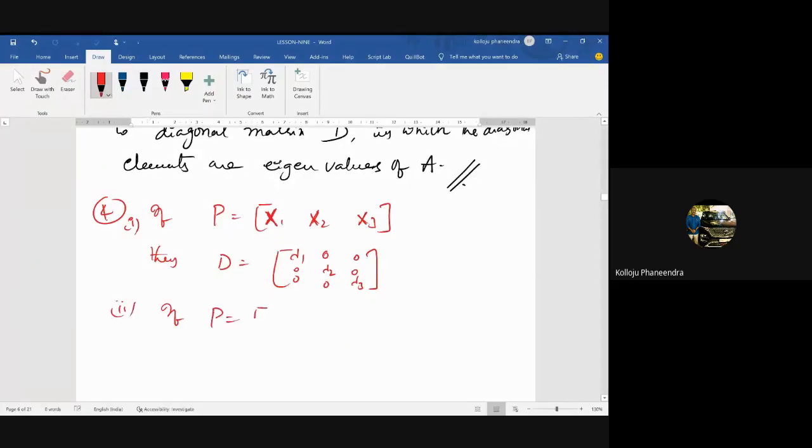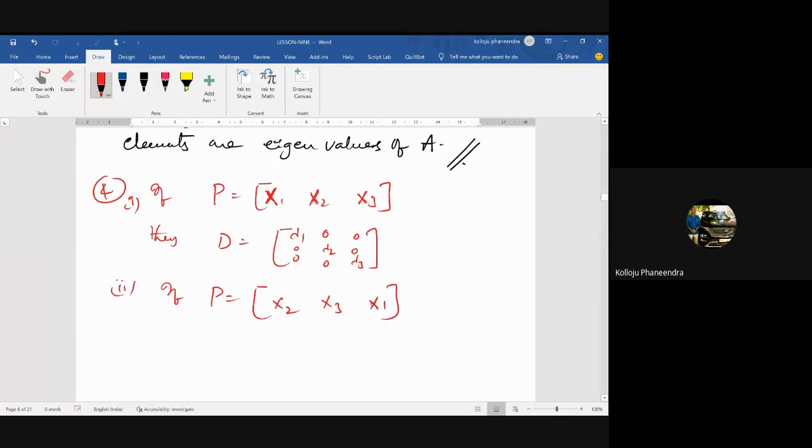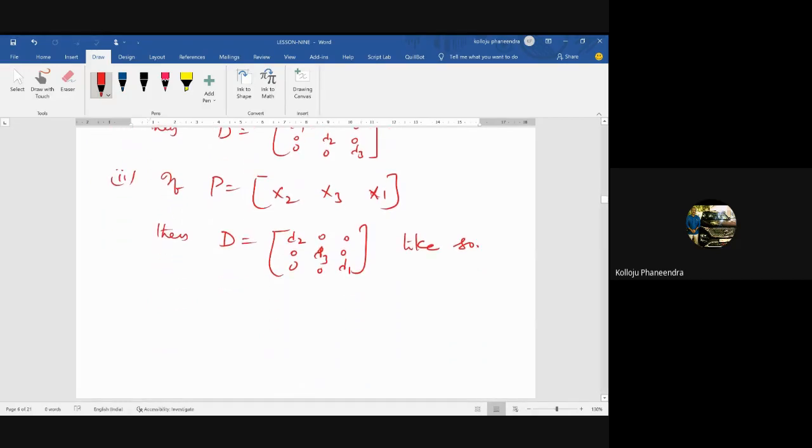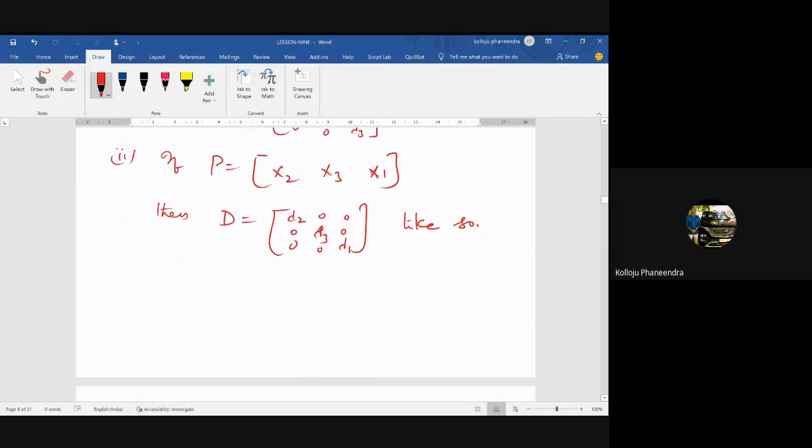If I consider P as x2, x3, x1, I can group like this also. I will write the second eigenvector first, the third eigenvector, and lastly the first eigenvector. Then the diagonal form becomes lambda 2 first, then lambda 3, then lambda 1. Those are other cases for P. This is similarity transformation.